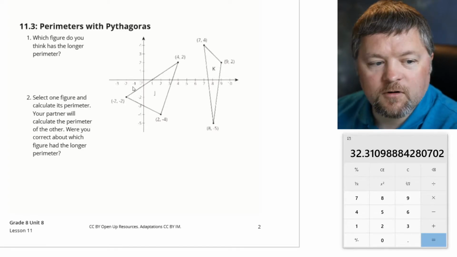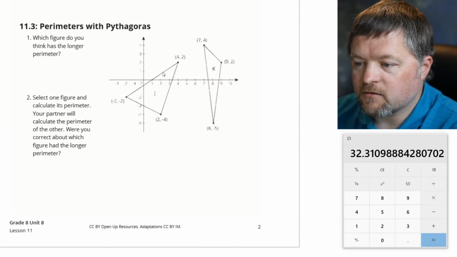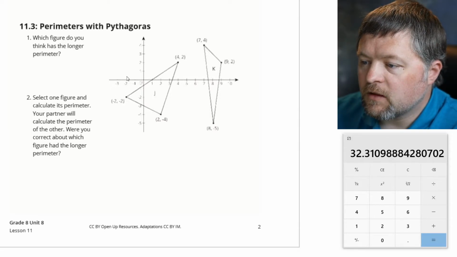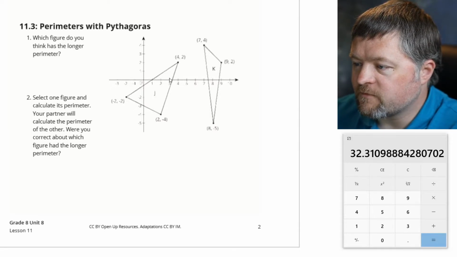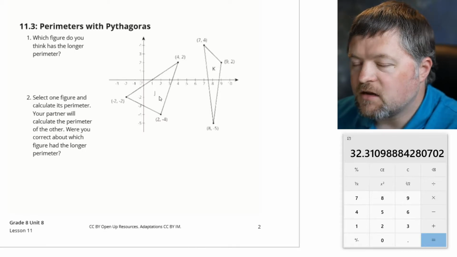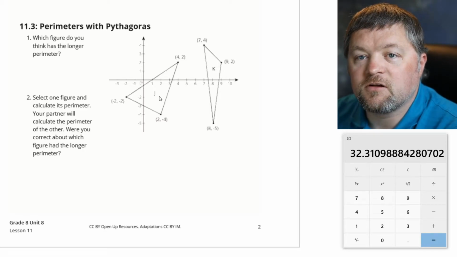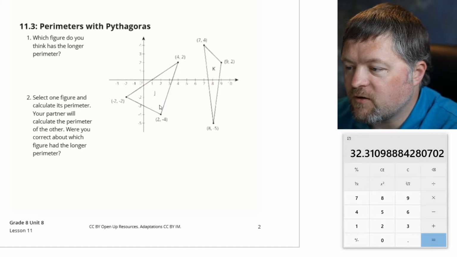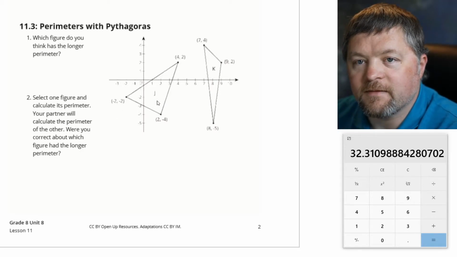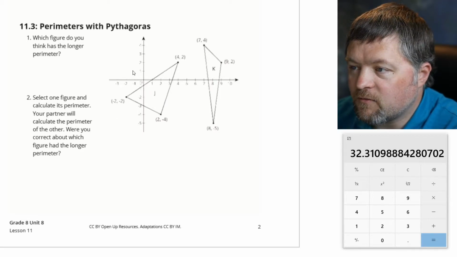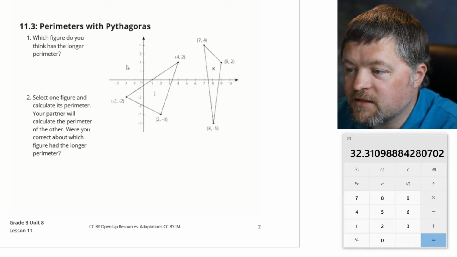So for our first figure here, we have to know the length of all of these sides. None of those sides are nicely horizontal or vertical. How are we going to find out the length of them? Well, we're going to have to use the Pythagorean theorem.